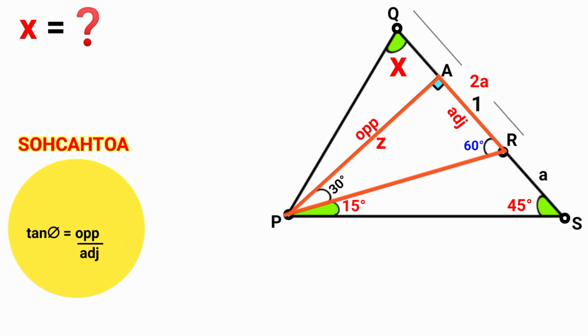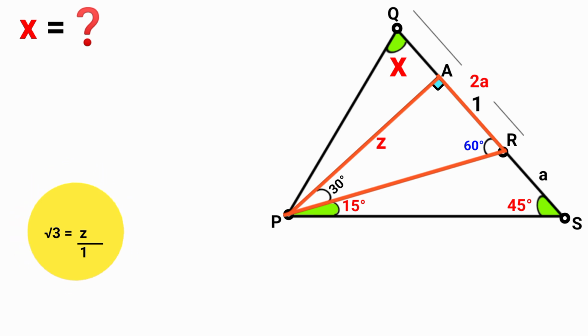From here, tan theta equals opposite over adjacent. Theta is 60 degrees, opposite is Z, and adjacent is 1. So tan 60 degrees equals Z over 1. The value of tan 60 degrees we know is root 3. So root 3 equals Z over 1. Therefore, Z equals root 3. So the length of this side is root 3.